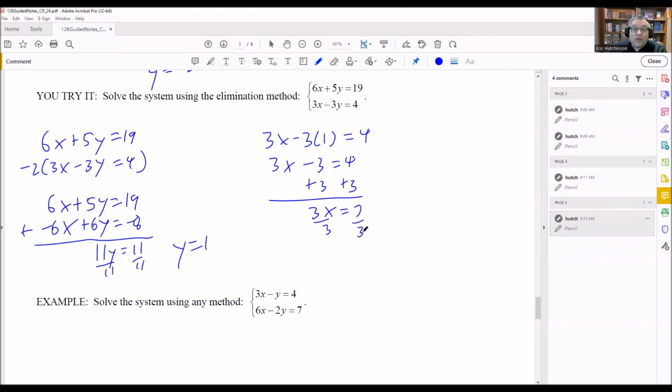Now, just because we get a fraction, it doesn't mean that we did something wrong here. It's possible that you may get a fraction for part of your answer, which is the case here. It's just that we get 7/3. So the answer, you would write it as 7/3, 1. So it is possible for you to get fractions on some of the answers on these. It doesn't mean you did something wrong. It just might mean that that problem does have a fraction for the answer. So it's okay to have that. And so our answer, 7/3, 1.